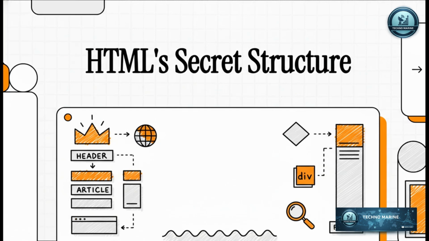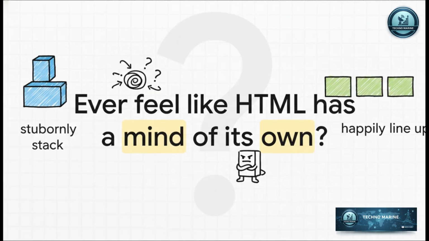Welcome to the Explainer. Today we're going to break down something absolutely fundamental, the hidden structure behind every single web page you visit. So if you're learning to code, you've probably had that moment where HTML just seems to have a mind of its own, right? You've got some elements that stubbornly stack on top of each other, while others are totally happy to just line up side by side. What's going on there?